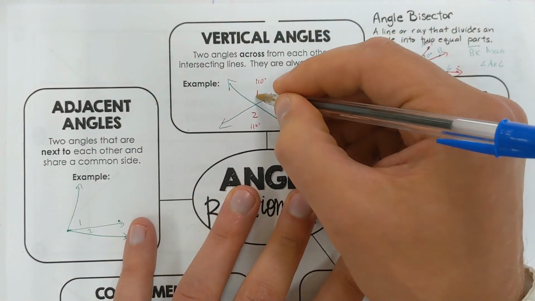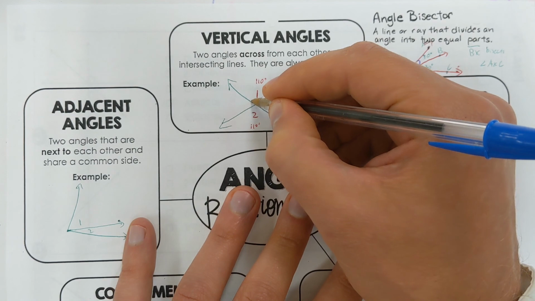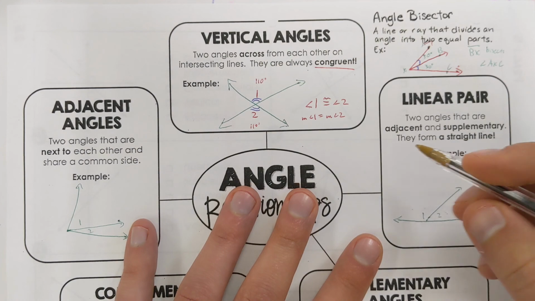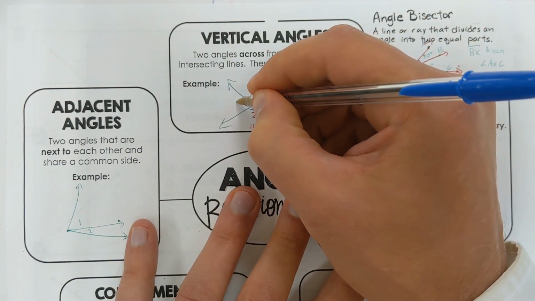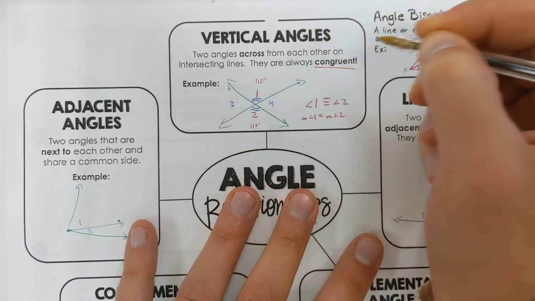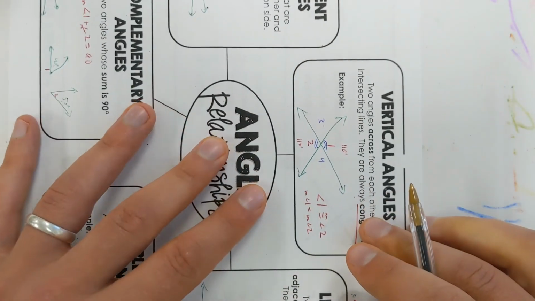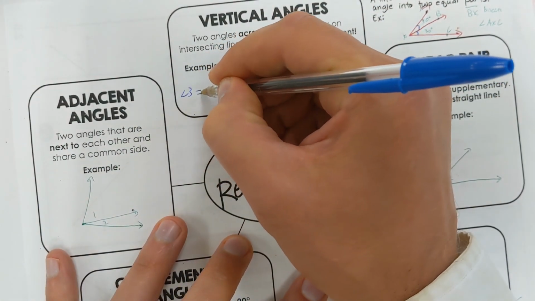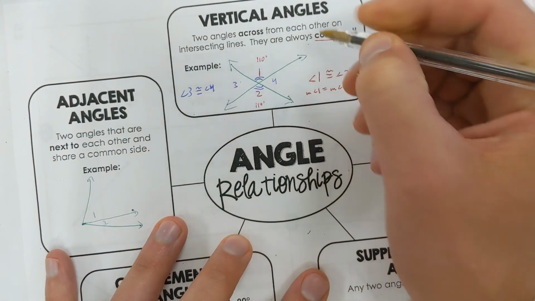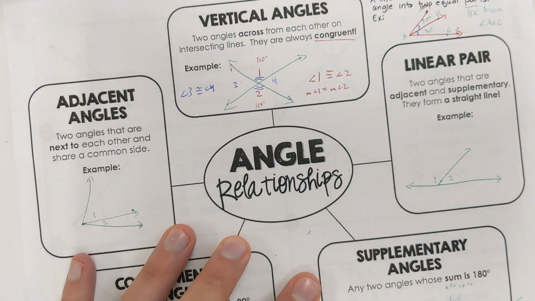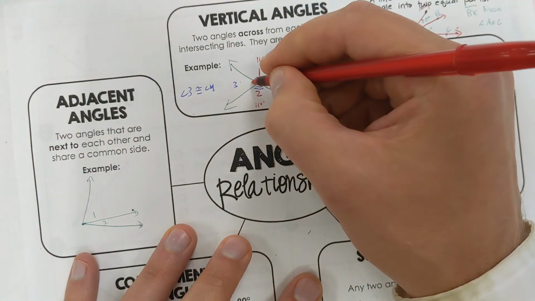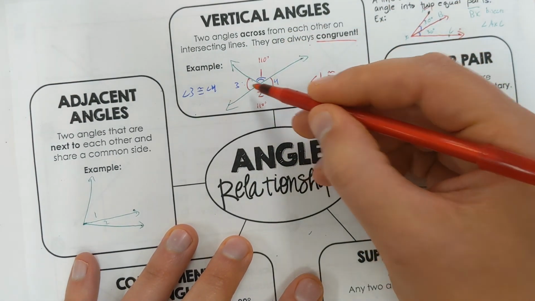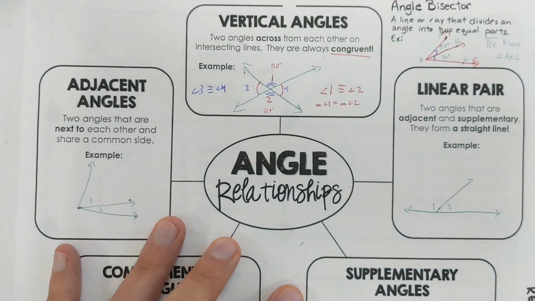Same thing over here. These two angles are 110 degrees. These angles are equal. Interestingly, these angles, 3 and 4, if I turn it this way, yeah, these are also vertical angles. So I'm going to put just one mark here to show that these are equal. I put two marks here to show those two are equal.